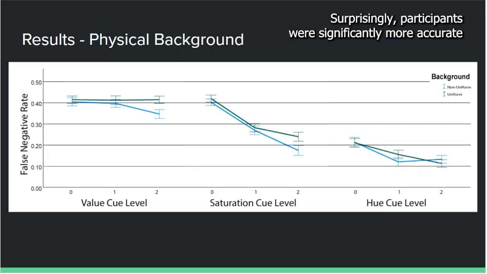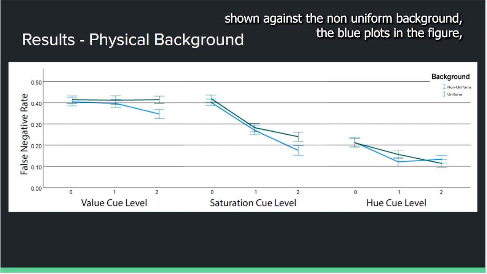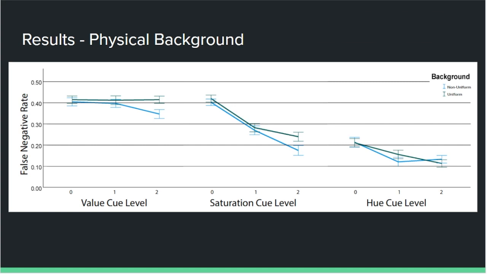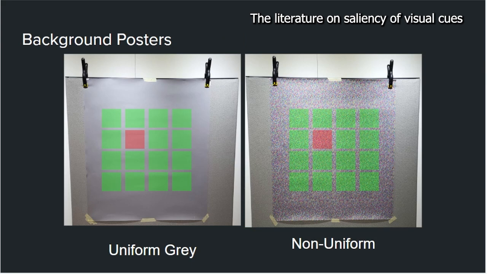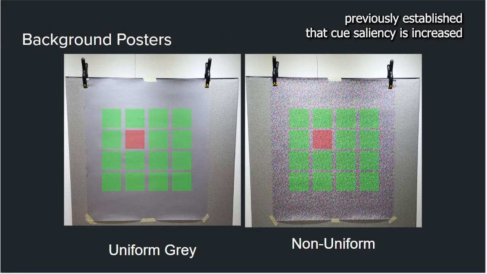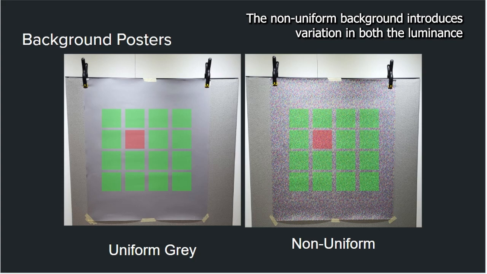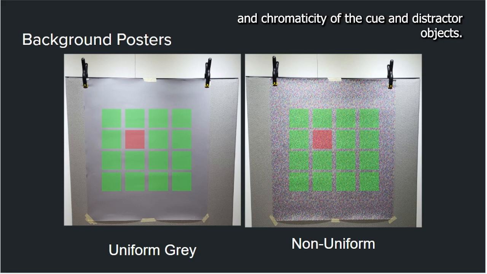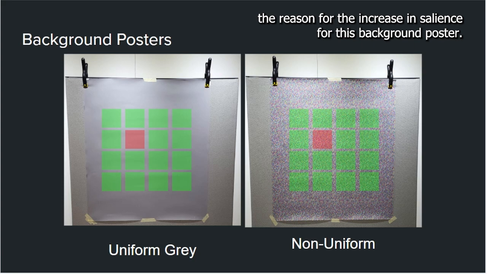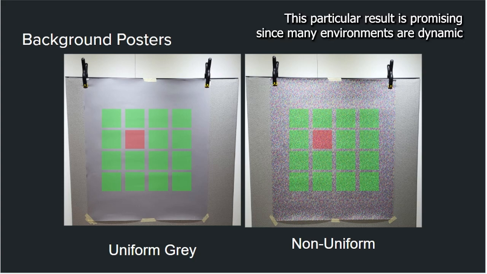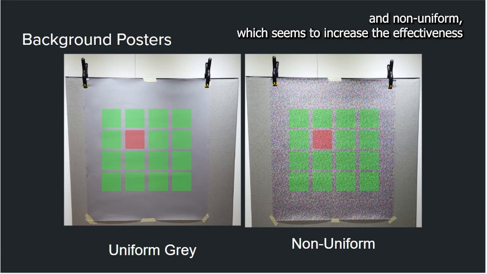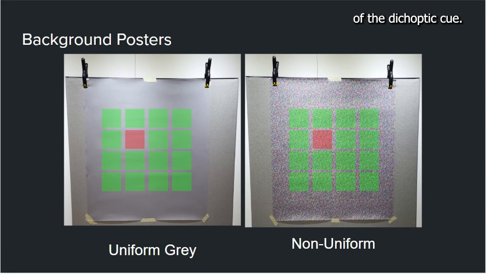Surprisingly, participants were significantly more accurate when identifying cues shown against the non-uniform background, the blue plots in the figure, compared to the uniform gray poster, the green plots in the figure. The literature on saliency of visual cues previously established that cue saliency is increased when multiple features differ between the cue and distractor objects. The non-uniform background introduces variation in both luminance and chromaticity of the cue and distractor objects. This could partially explain the reason for the increase in salience for this background poster. This particular result is promising since many environments are dynamic and non-uniform, which seems to increase the effectiveness of the dichoptic attention cues.